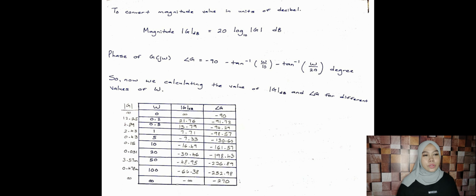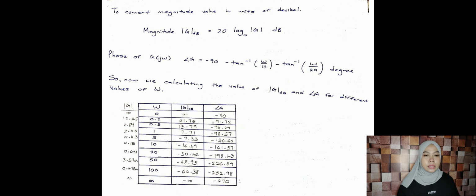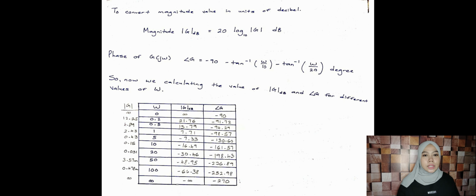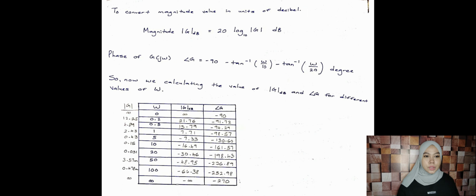So from the magnitude value that we get, we convert it in units of decibel, which for bode plot we use 20 log 10 of the magnitude of G in decibel. Then to find out the phase of G, we work with the transfer function. Looking at 490, its phase angle is 0, then negative 90 for the s term, minus the phase angle of (omega plus 10), which is the inverse tangent of omega over 10, minus the phase angle of (omega plus 20), which is the inverse tangent of omega over 20 degrees.